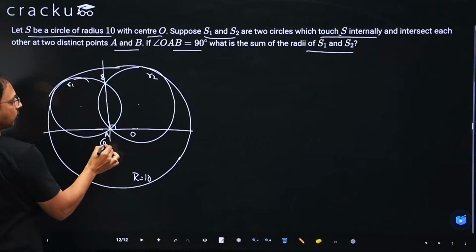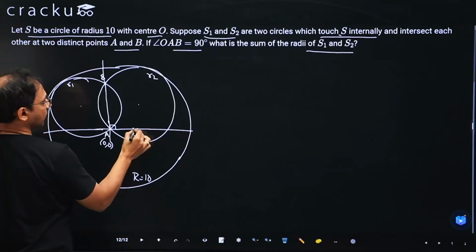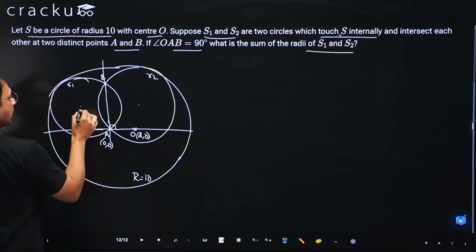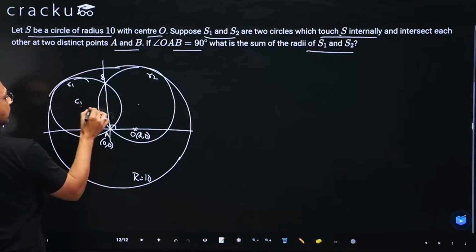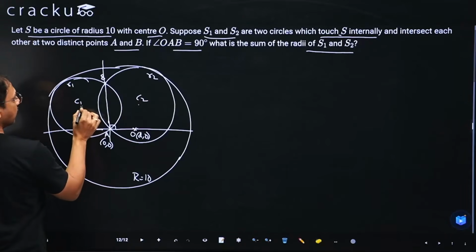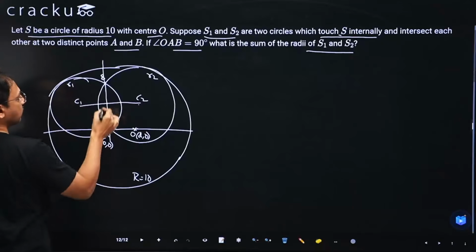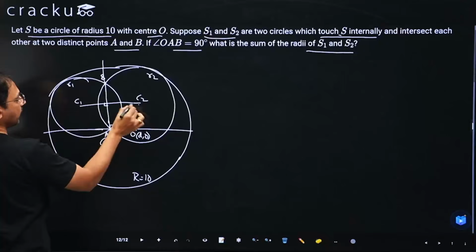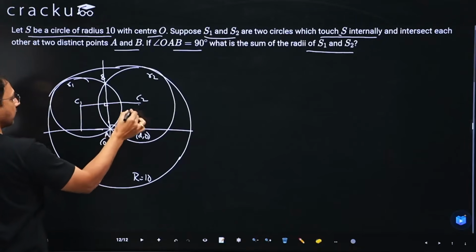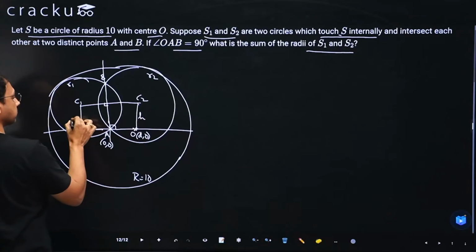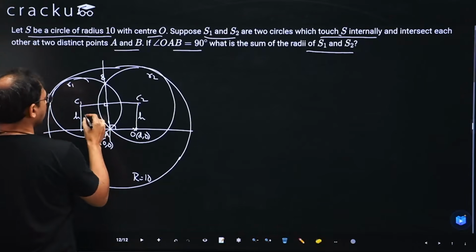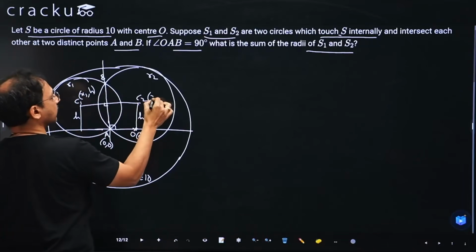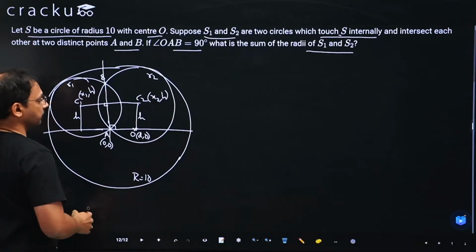So I will assume A to be the origin, and O to be some (d, 0), lying on the x-axis. And let us say the centers here are C1 and C2. Now the line segment joining the centers will be perpendicular to the common chord, and OA is also perpendicular to the common chord. So these two will be parallel, so here the heights will be the same. So let us say the coordinates are (x1, h) and this center is (x2, h).